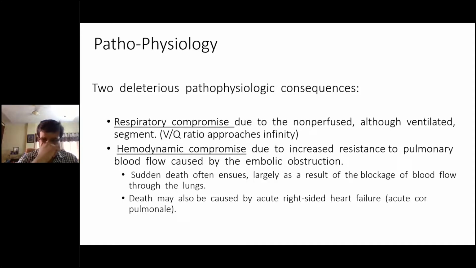Coming to the pathophysiology, basically, we'll be studying two pathophysiological consequences in pulmonary embolism. The first would be a respiratory compromise due to the non-perfused, although ventilated segment, and the V by Q ratio approaches infinity. While hemodynamic compromise is due to increased resistance to the pulmonary blood flow caused by embolic obstruction. I'll be explaining each of these things.